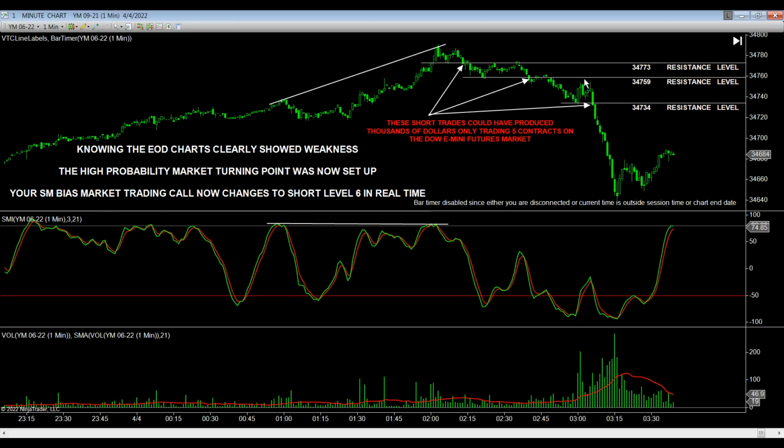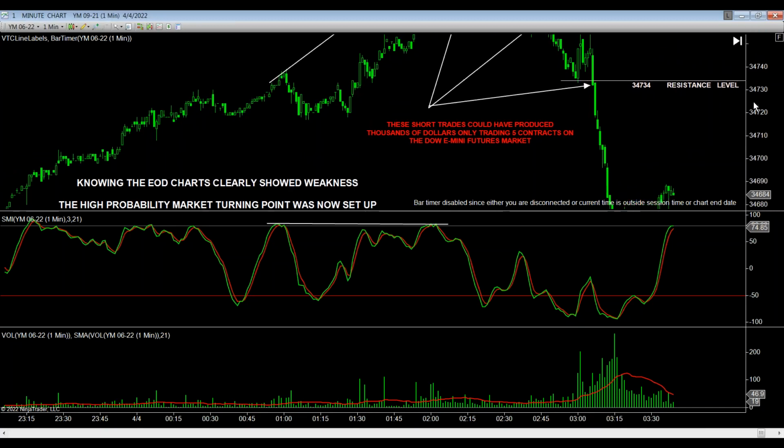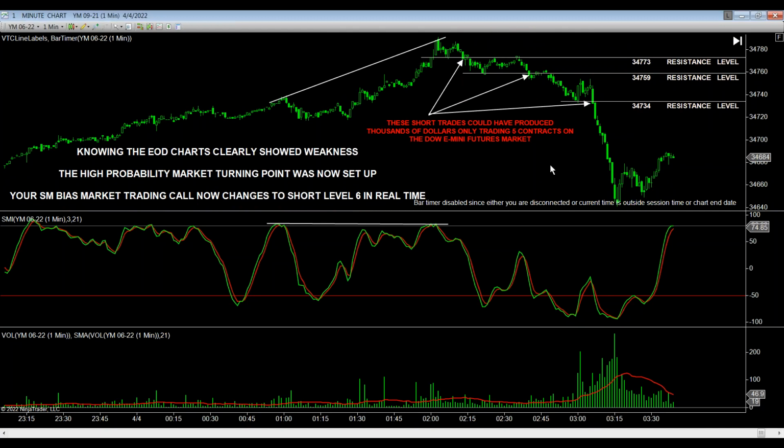After the prices can't move up again and trade through 34,759, they get through 34,734 and they never look back, never. And there were thousands, if not more, thousands of dollars that could have been made by you if you knew how to deal with this. So only 5 contracts. Right? Only 5 contracts. So again, knowing the end of day charts clearly showed the weakness, right from the screen.